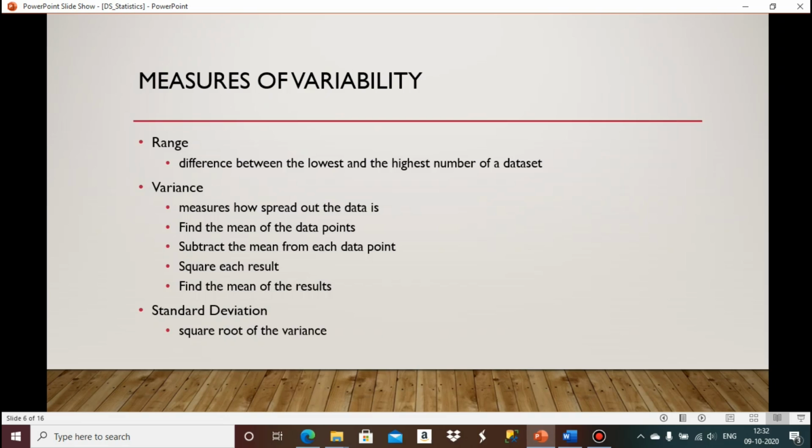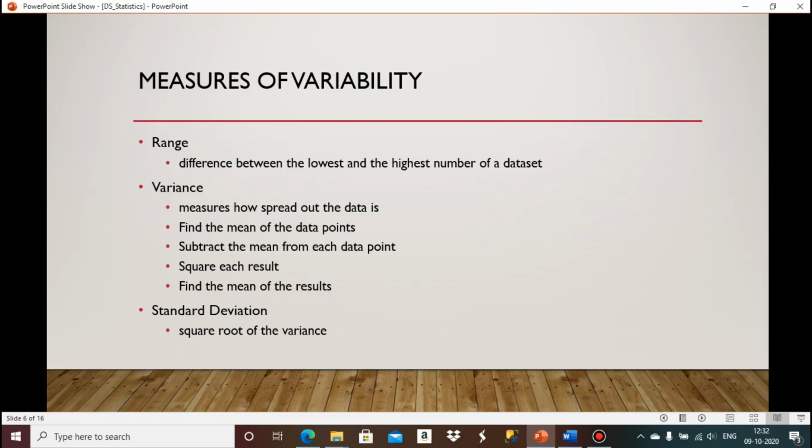So you can just follow these steps and you can find the variance of any data set given to you. And when you have found the variance, then you can simply calculate the square root of the variance to find the standard deviation. So these are some of the very important variability measures and central tendency measures that we will require very frequently when we work on our data.